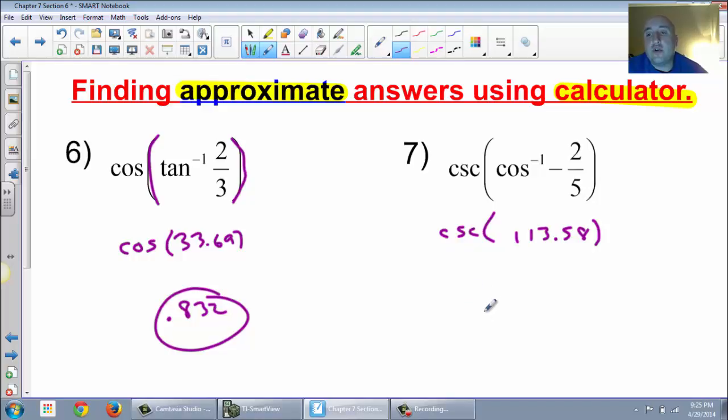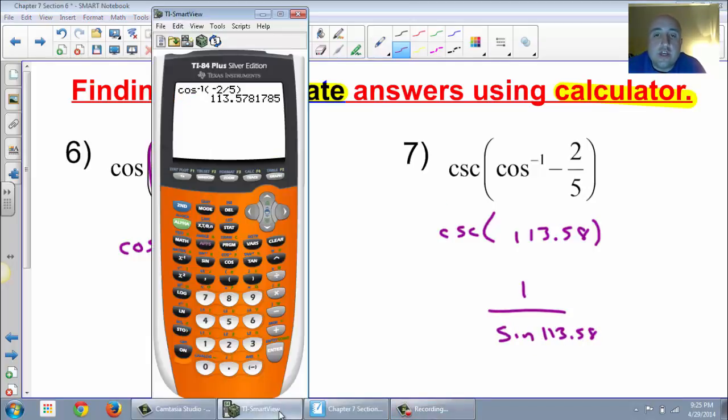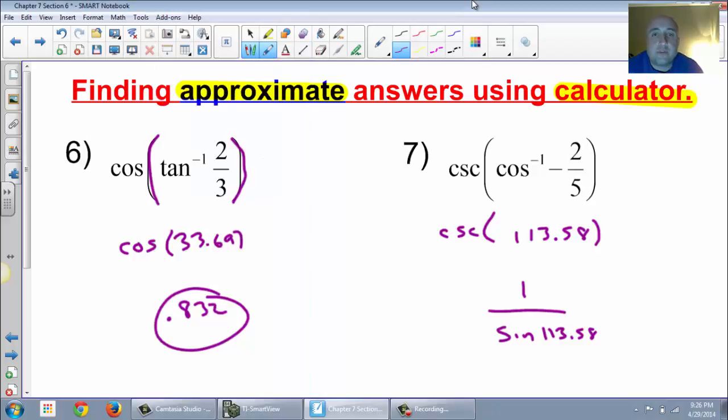So remember, cosecant goes with sine, so I need to do 1 divided by sine of 113.58. Sine and cosecant go together. So 1 divided by sine of 113.58, and that gives us an answer of 1.09. So 1.09 is our approximate. Okay, so that's how you do approximate answers using the calculator.